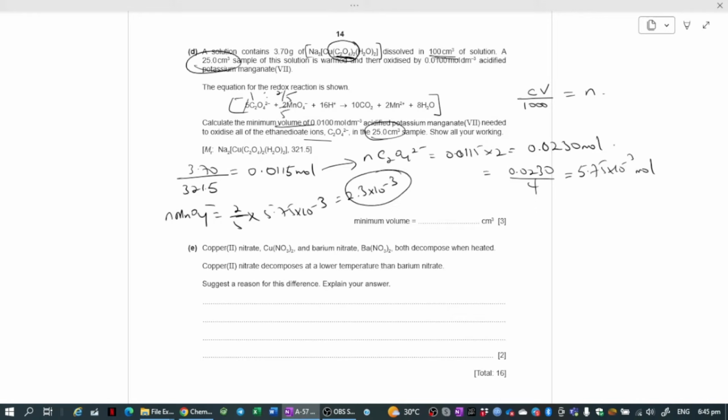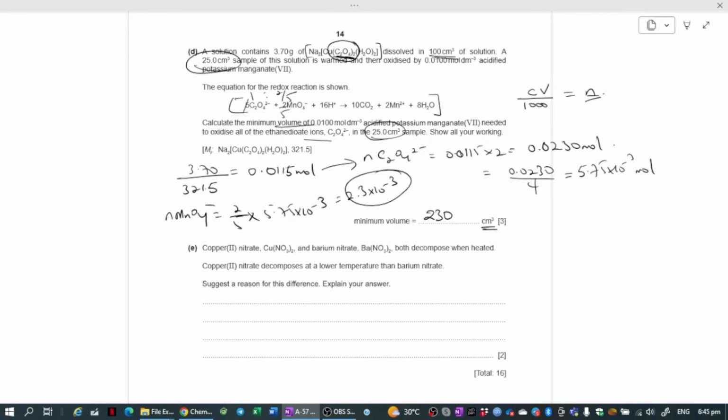And then we substitute this for n here, and then we could solve for volume. So it becomes 2.3 by 10 to the minus 3 multiplied by 1,000 divided by the concentration, which is 0.01, and that gives you 230 cubic centimeters. Right, 230 cubic centimeters.